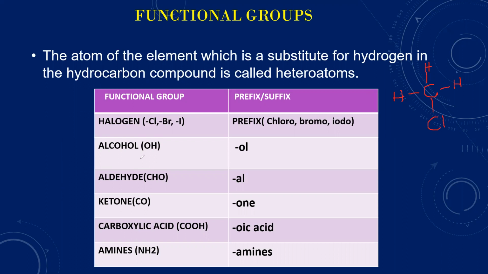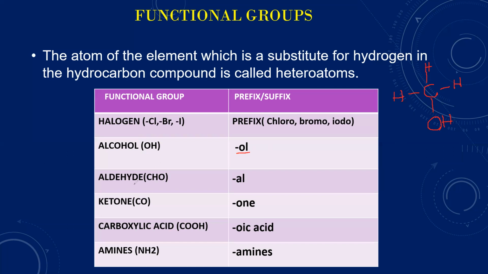Now, if alcohol is coming, alcohol is OH. If one hydrogen is replaced by an OH group, then we have to add the suffix OL. OL will come as the suffix. So here a one carbon compound, that is methane, is there. The parent compound is methane. The E of the parent will be replaced by OL. OL is the suffix. So the name will be methanol. E is replaced by OL. That is what a suffix is. OL is added as a suffix.